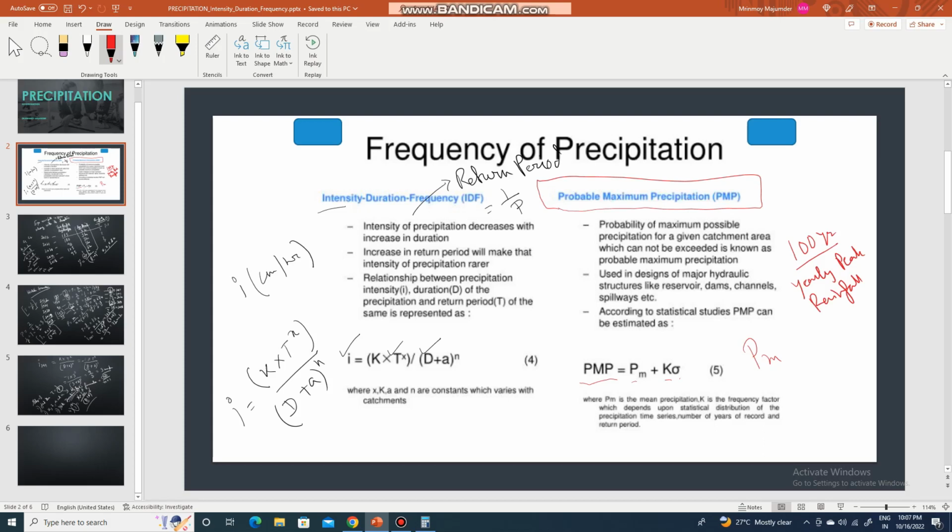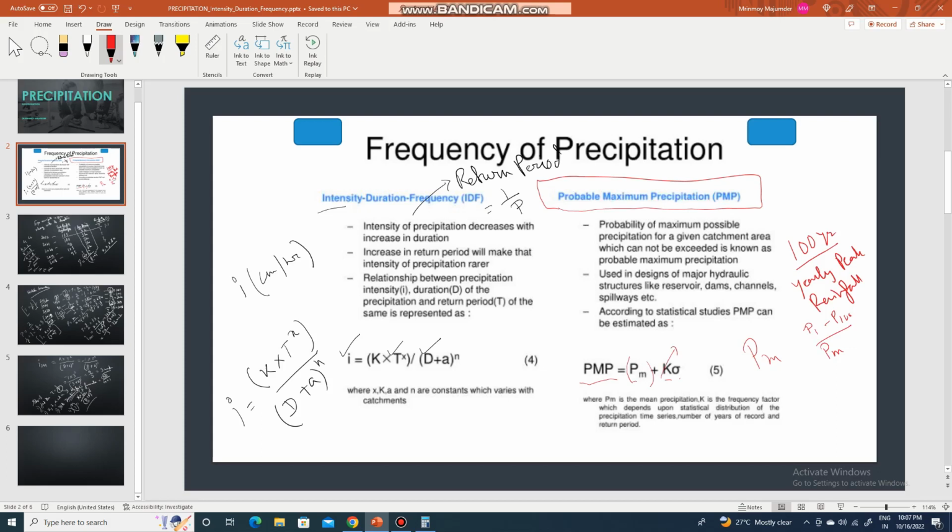But meanwhile, how to calculate the probable maximum precipitation? Now, you have to use the mean precipitation of all the 100 years. You have 100 years peak rainfall, right? Suppose P1 to P100. You have to find the mean of these rainfall.